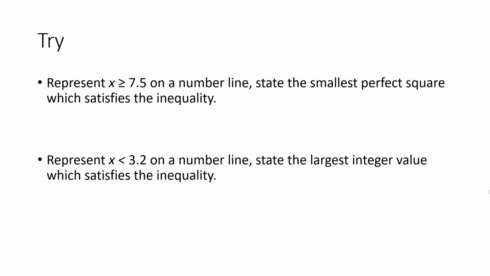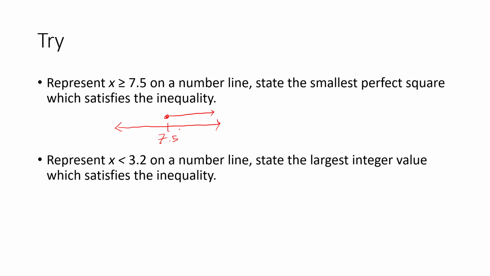Okay, I hope that you have tried the question out. So let us go through. So x is larger or equal to 7.5. Let's draw the number line. 7.5 is down here. And because it's larger or equal to, we use a dot to represent. And larger will be in this direction.